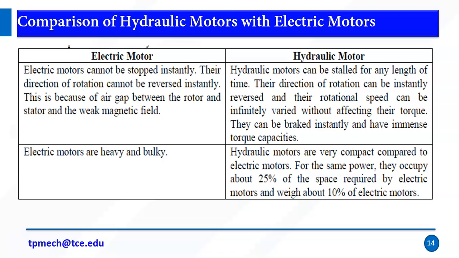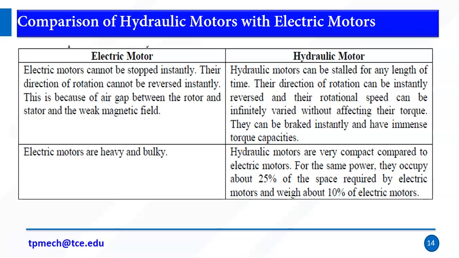Their direction of rotation can be instantly reversed and their rotational speed can be infinitely varied without affecting their torque. They can be braked instantly and have immense torque capabilities. Electric motors are heavy and bulky, but hydraulic motors are very compact. Right? So electric motors are very heavy, but hydraulic motors are very compact compared to electric motors. For the same power, it occupies only 25% of the space required by the electric motor.